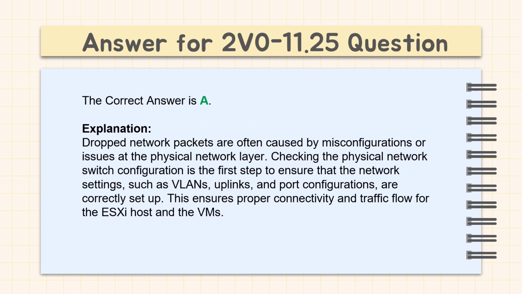Dropped network packets are often caused by misconfigurations or issues at the physical network layer. Checking the physical network switch configuration is the first step to ensure that the network settings, such as VLANs, uplinks, and port configurations, are correctly set up. This ensures proper connectivity and traffic flow for the ESXi host and the VMs.